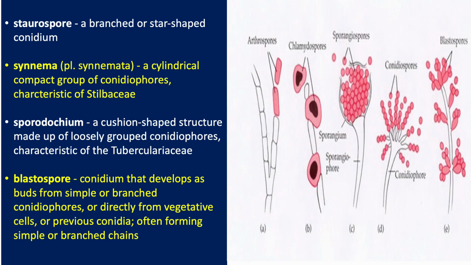In this diagram, I want to show a few of the spores produced by the fungi, like arthrospores, chlamydospores, sporangiospores, conidiospores, blastospores, then the structures like conidiophore, then sporangium as well as sporangiospore.